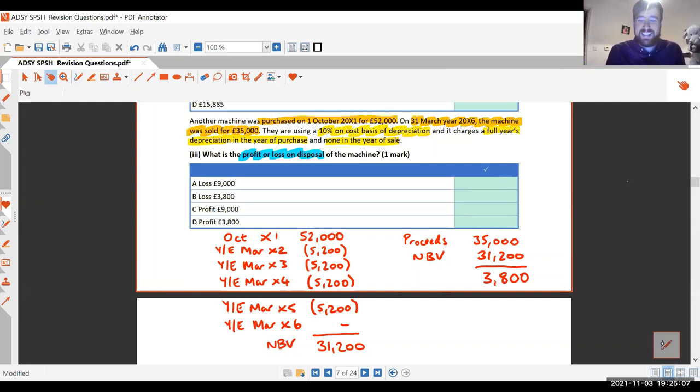Exactly right, Laura. Yeah, this is definitely going to be a profit in this case. Think about it exactly as you would any other transaction. We're saying we own something that's worth 31,200 to us. We've actually managed to sell it for £35,000. So we're actually better off. We made a profit off of this. So it should be option D as our final answer.